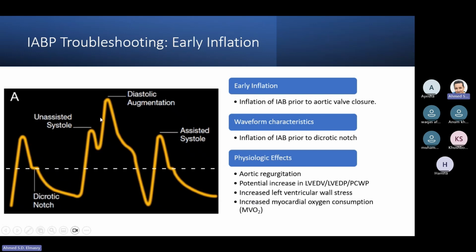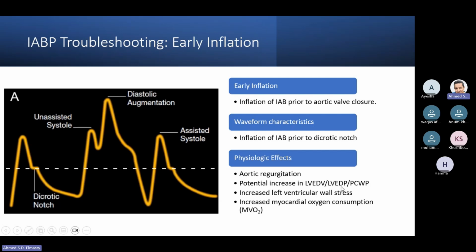So if the intra-aortic balloon started the inflation while the aortic valve is still open, the blood will go back to the left ventricle, which is called aortic regurgitation. With aortic regurgitation, this will lead to an increase of the left ventricle end-diastolic volume and pressure, and it could lead to backflow to the lung, which will increase the pulmonary capillary wedge pressure and might lead to pulmonary edema.